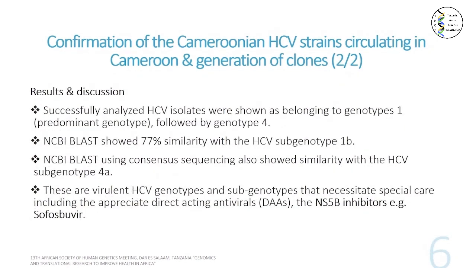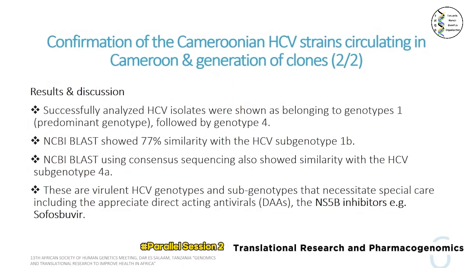And these consensus sequences were used for phylogenetic analysis through the NCBI BLAST. These experiments successfully analyzed HCV isolates from Cameroon, which were shown as belonging to genotype 1, that was predominant, followed by genotype 4. And the NCBI BLAST showed 77% similarity with the HCV subtype 1B, and also showed that genotype 4 was belonging to the subtype 4A. And these subgenotypes reveal virulent strains that require special care, including the appropriate direct acting antivirals, such as the NS5B inhibitors.